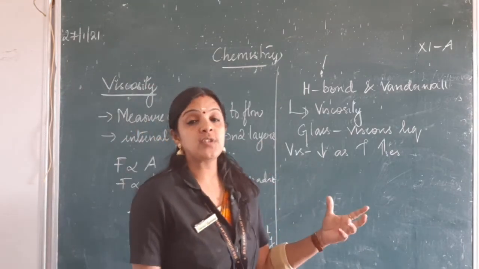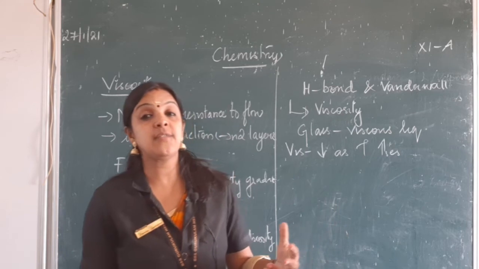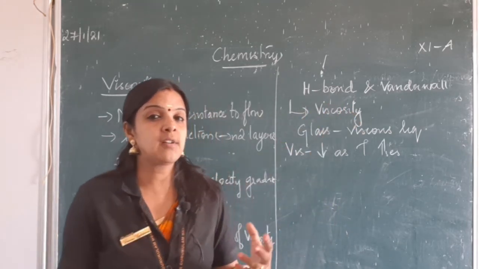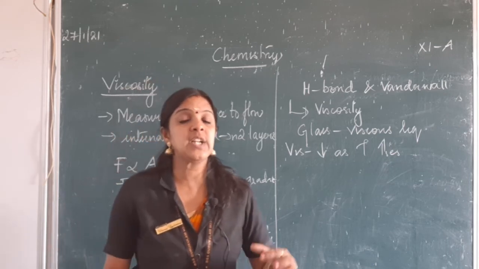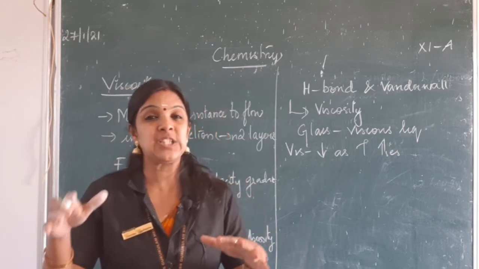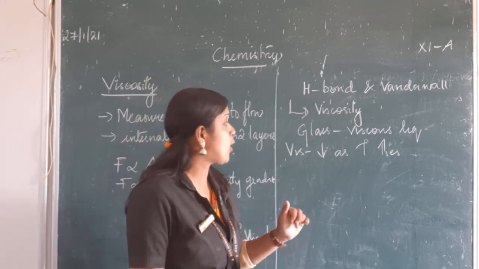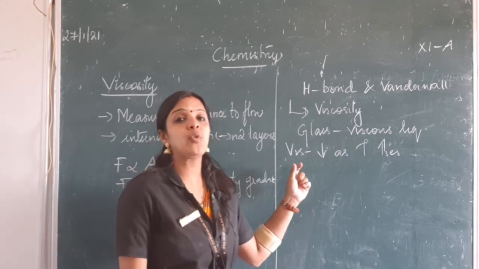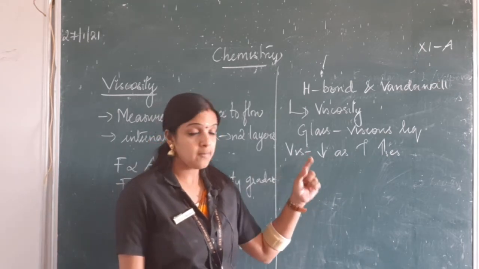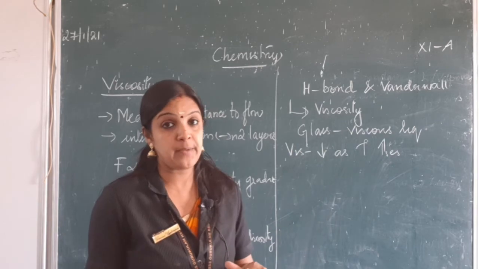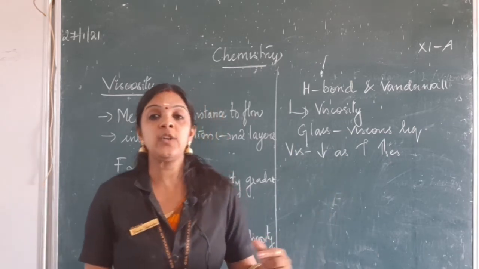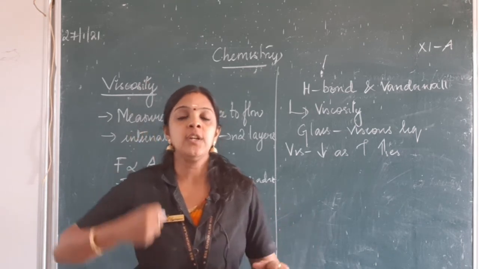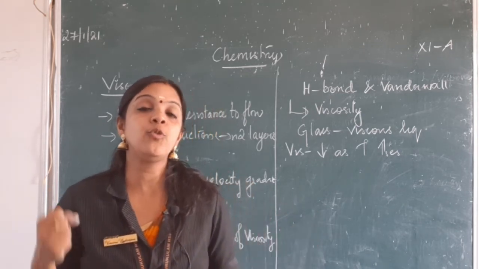There are different forces which are responsible for increasing the viscosity of a liquid. These are hydrogen bonds and van der Waals forces. Van der Waals forces are very weak forces which tend to make the liquid flow very slowly, and also the hydrogen bonding. Glass is an example of a viscous liquid. And also if you want to increase the viscosity, you should decrease the temperature, because as the temperature increases, we know the kinetic energy of the molecule increases, the molecule gets more energy. With intermolecular attraction, they tend to move faster.